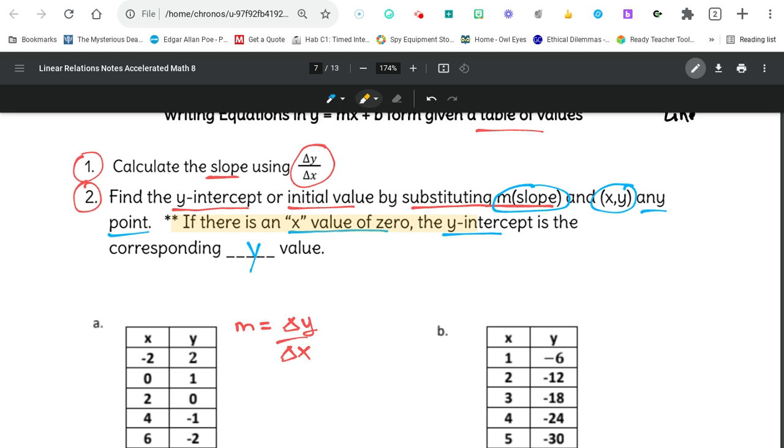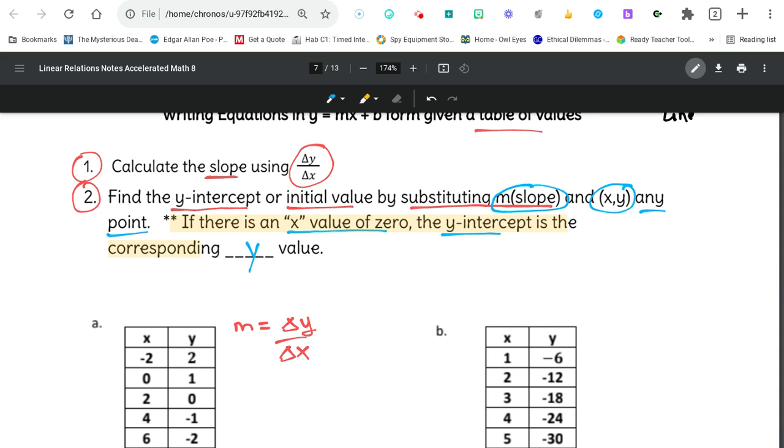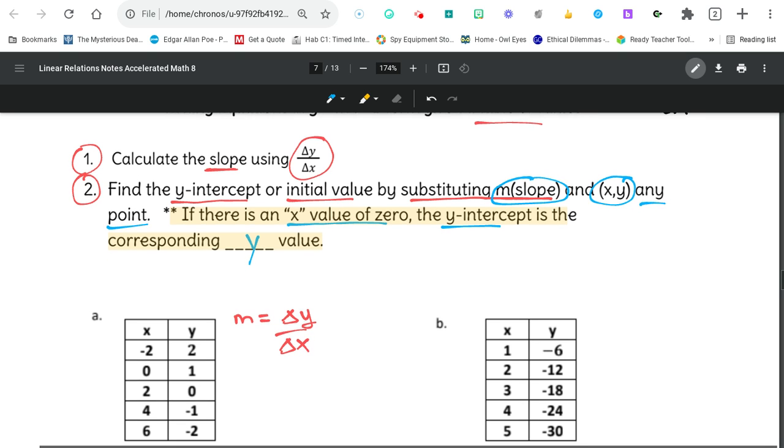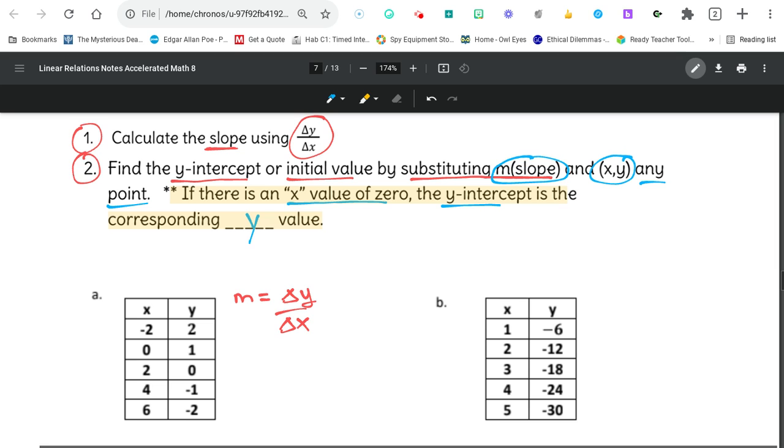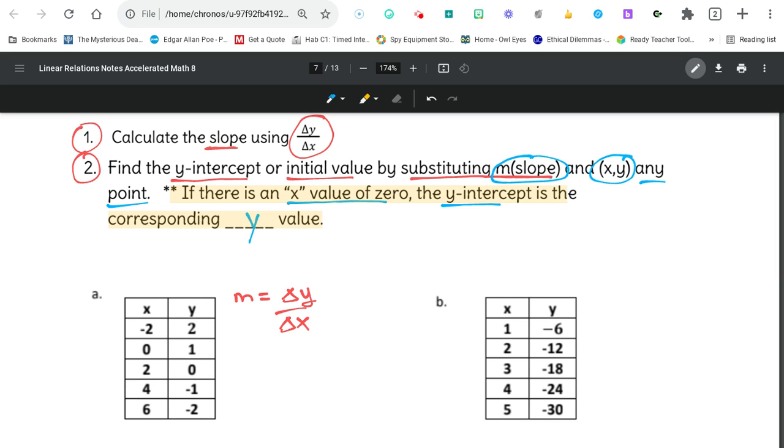If you have an x value equal to 0, you don't have to do a lot of work to calculate the y-intercept. You just look at the x value of 0 and look at the corresponding y, and that becomes your y-intercept. And I'm going to show you what I'm talking about on A. So first of all, I'm going to calculate the slope. So that's the first thing.